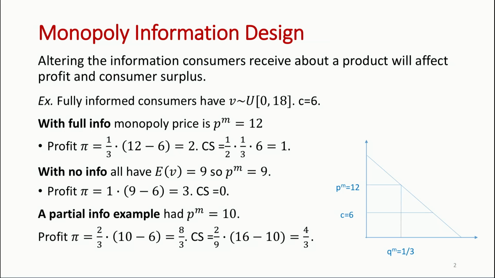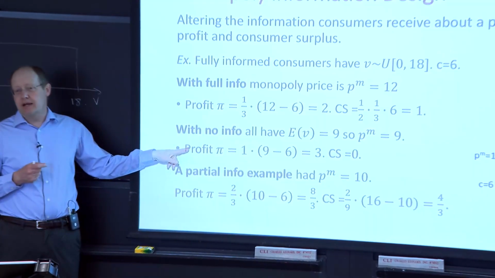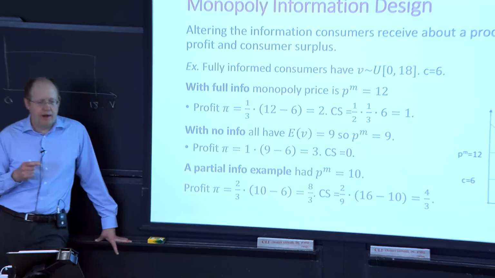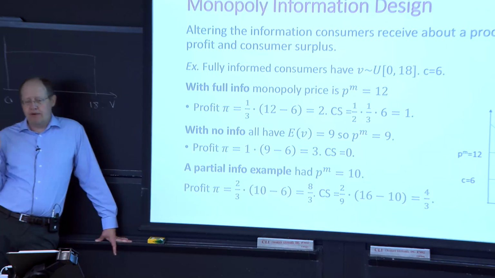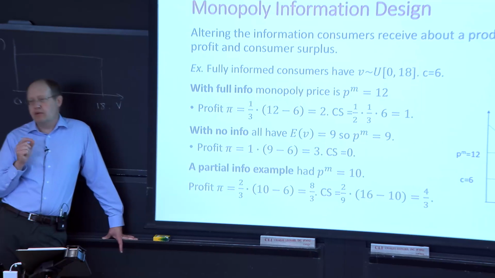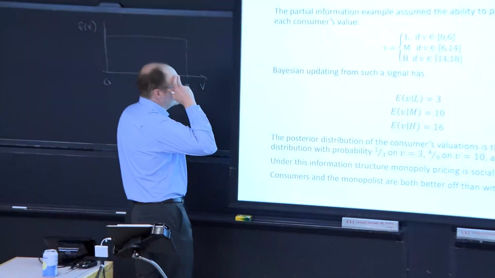Another example I discussed: suppose Clover puts the sandwich in a bag and tells you nothing other than it's a new sandwich. We're not telling you anything about it. Then all consumers would have values of 9, and so the monopoly price would be 9. In this case, they actually make more money, but consumer surplus is completely eliminated. And then I gave this partial information example, where I gave the consumers partial information about the product and ended up with a monopoly price of 10. Consumers and the firm were both better off than with full information. And this is what that example looked like.